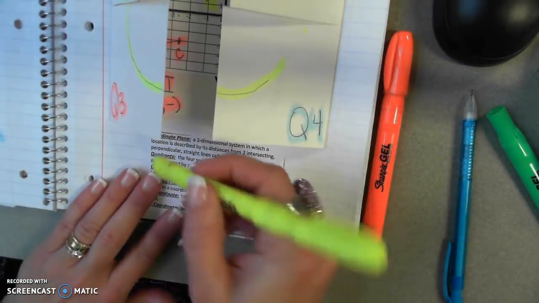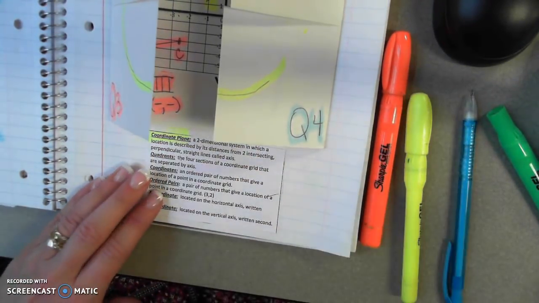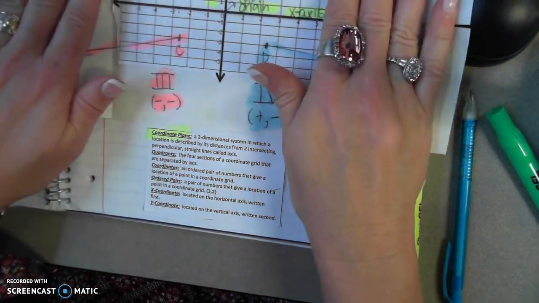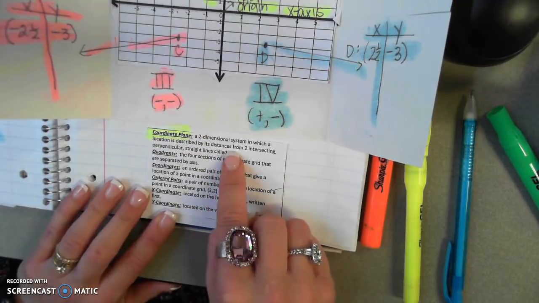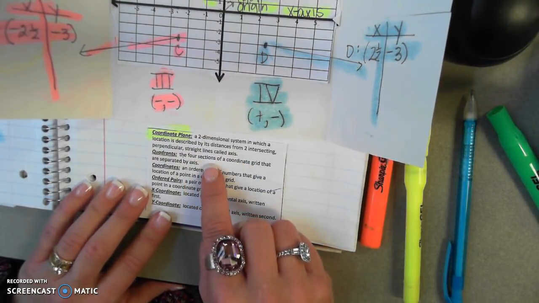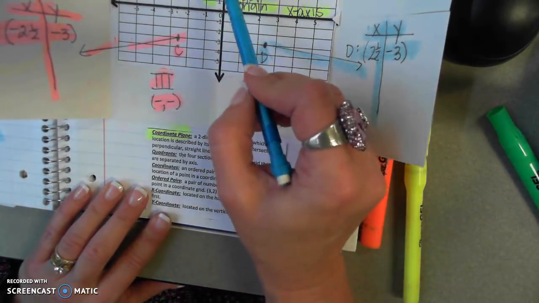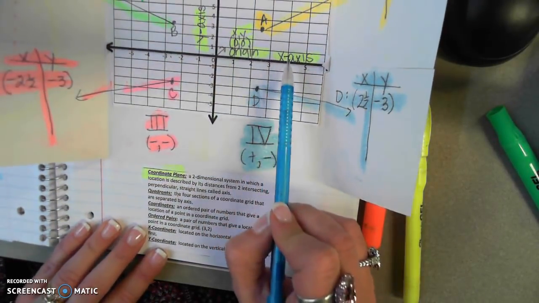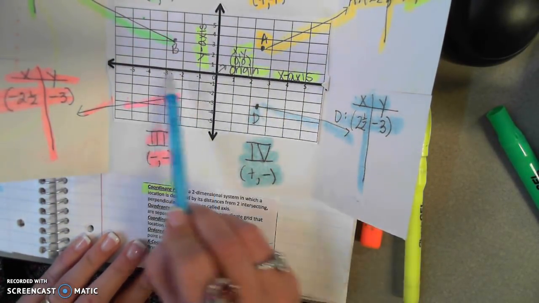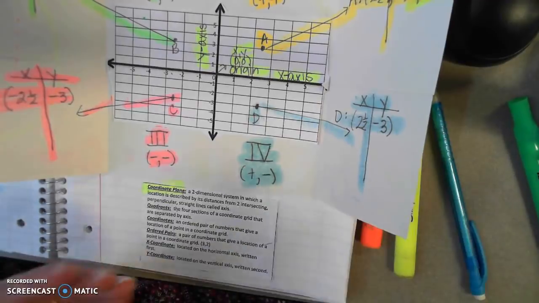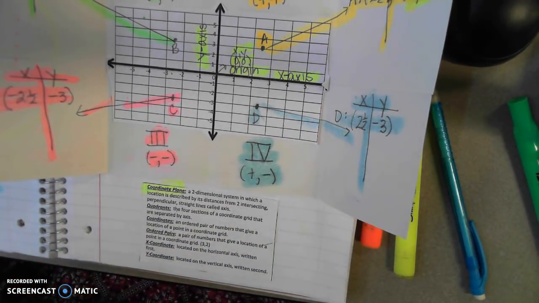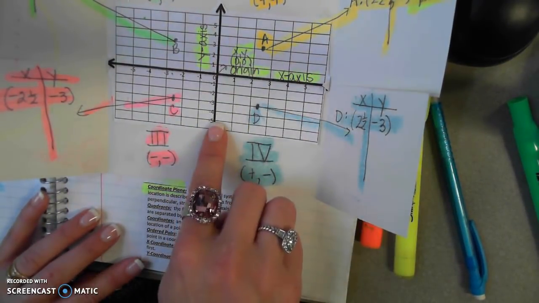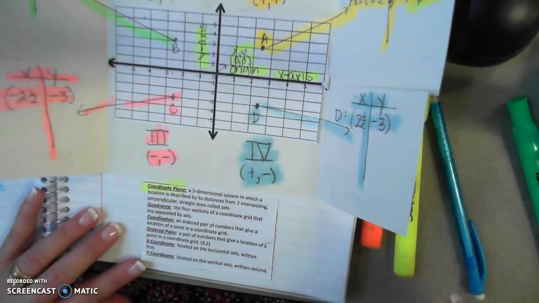The first one is coordinate plane. Okay, I'm going to go over this with you. Coordinate plane is a two-dimensional system that is located with its distances from two intersecting perpendicular lines called the axes. So these are your perpendicular lines. Okay, your x and the y axis. It's two-dimensional because it's flat. Okay, it's not 3D. So remember, these are your axes, and this is a two-dimensional plane.